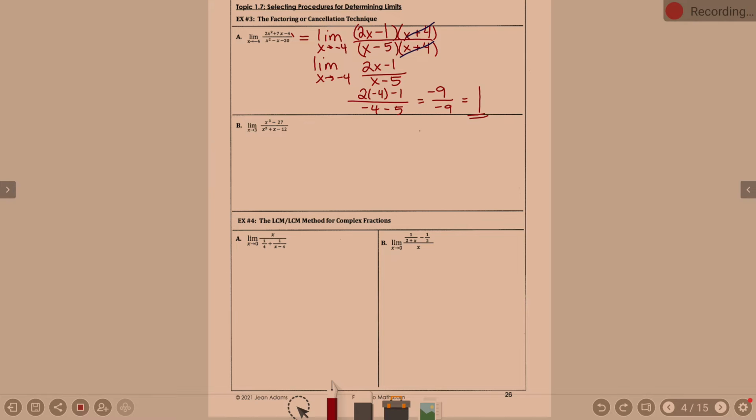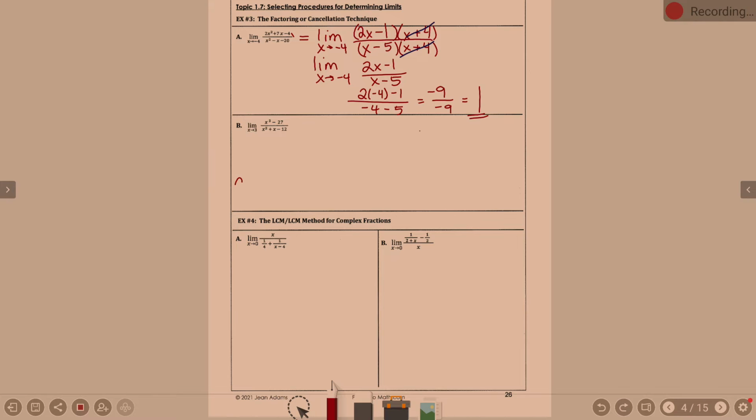Okay. B. I'm trying to remember, I feel like this is always the beginning of the calc book. I have to teach this. X cubed minus 27. Did we factor that last year? Maybe, maybe not. I feel like maybe we did. I don't know. I'm going to give you a little cheat sheet over here.